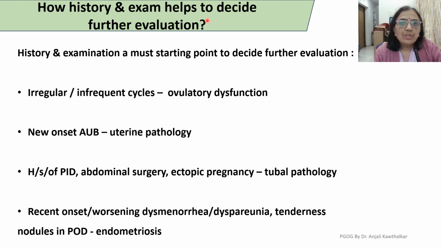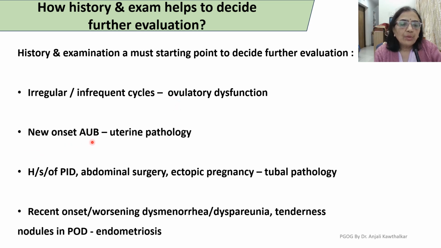Now, how do history and examination help to decide further evaluation? What clues are we getting? If that question is asked, your answer should be: irregular and infrequent cycles. We should evaluate the patient along the lines of whether there is any ovulatory dysfunction. We should try to see whether this patient is a regular ovulator, an irregular ovulator, or absolutely anovulatory. For that, we need to investigate or evaluate the patient.